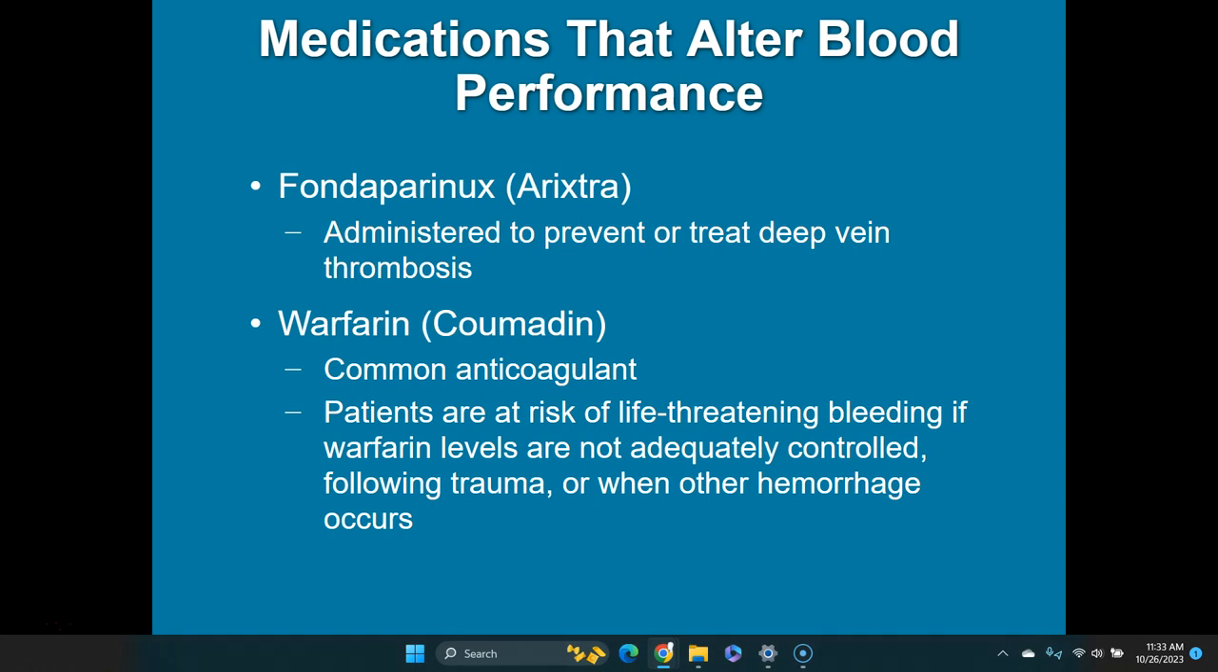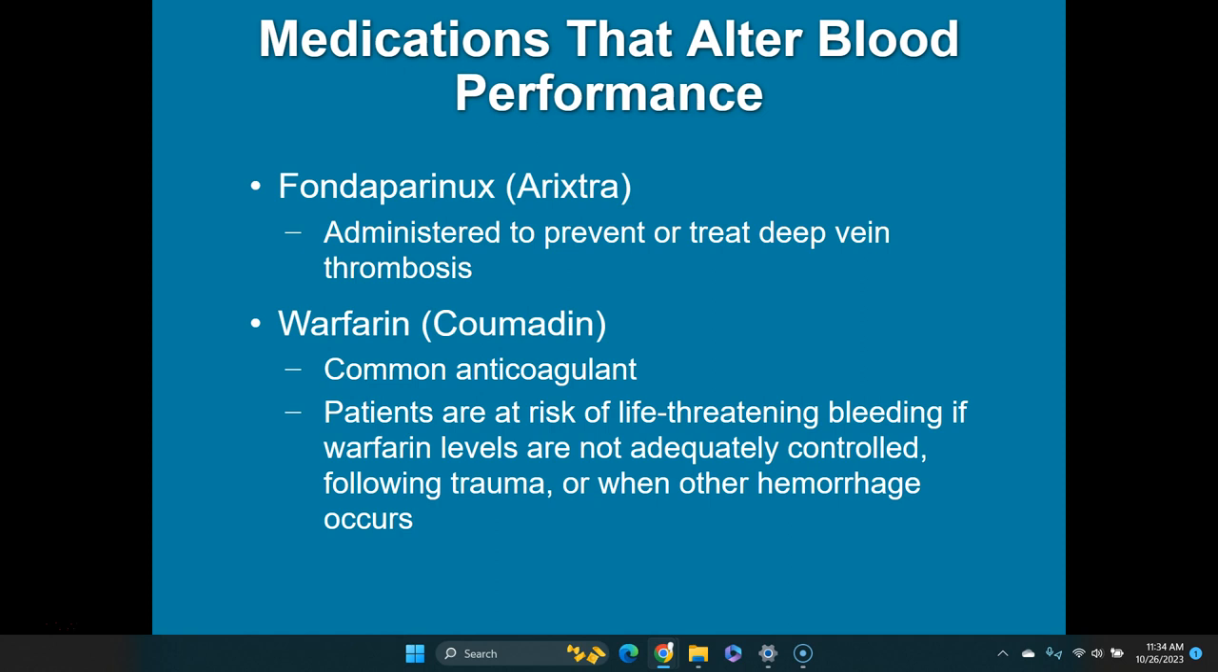Fondaparinux is administered to prevent or treat deep vein thrombosis. Warfarin is a common anticoagulant. We want to be careful whenever we give warfarin, or whenever we see that patients are on warfarin and we are wanting to give them something like aspirin.